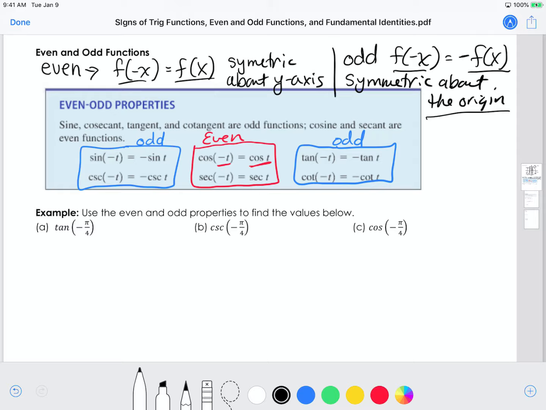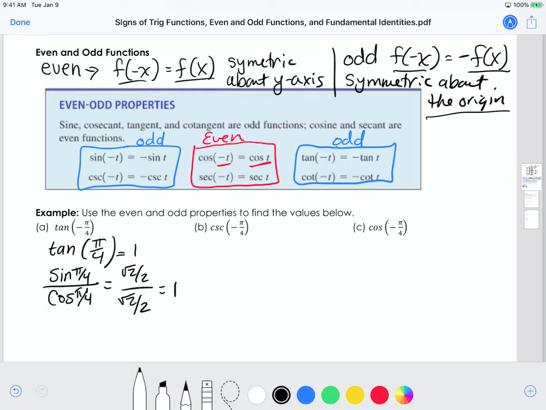So for example, in part A, it says find the tangent of negative pi over 4. Well, if I look at my unit circle, the tangent of pi over 4 is going to be 1, because I know that the tangent is the sine of pi over 4 over the cosine of pi over 4. And since they're both the square root of 2 over 2, I'm going to get out 1.